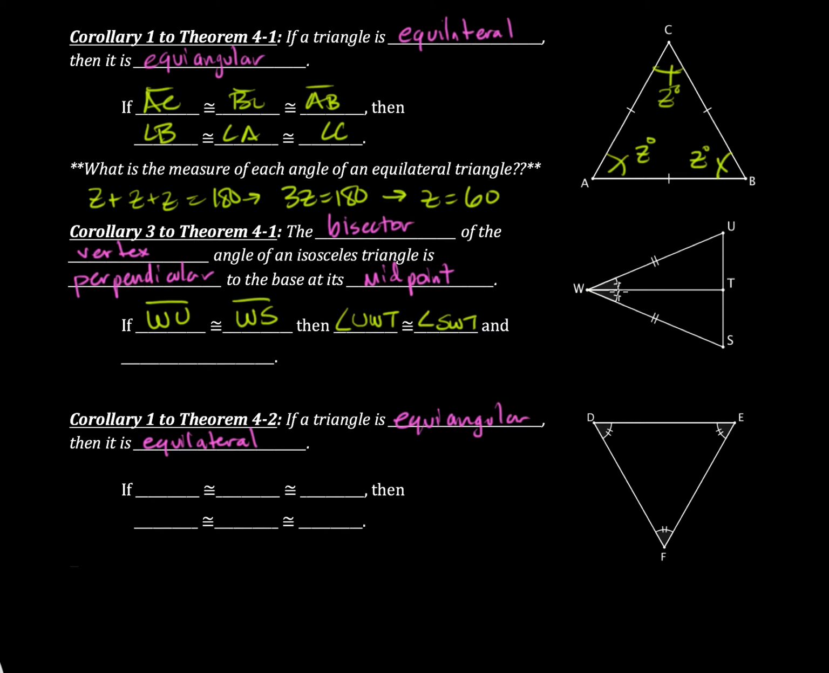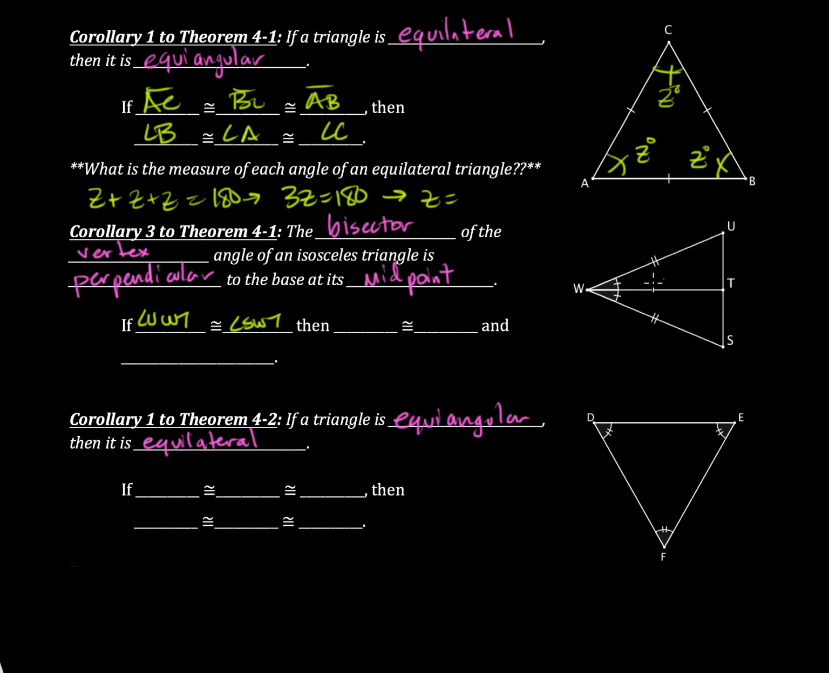In other words, the vertex angle has been bisected. Then, oops, that's not where that's supposed to go. Let me back this up a little bit. Sorry, I think in this example what I was supposed to say is that angle UWT is congruent to angle SWT. Sorry for the confusion there.